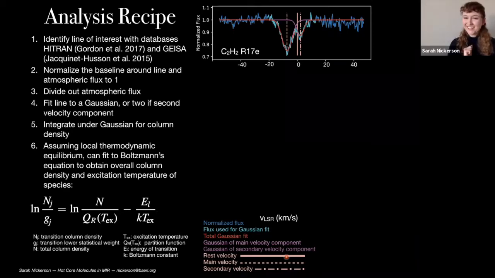Okay. Anyway, so this is the acetylene transition, and so here you can see that there's 2 Gaussians for this line, so it's double peaked. The rest velocity is this straight line without any dots.